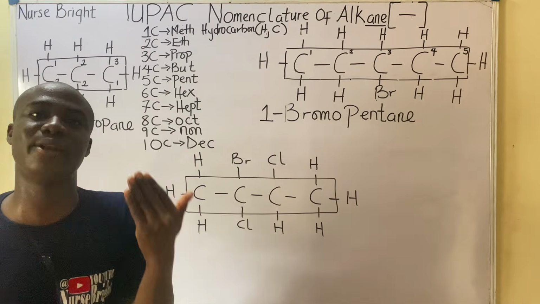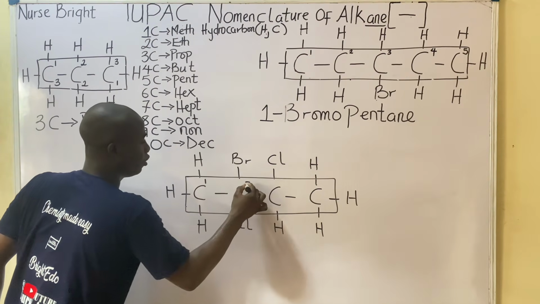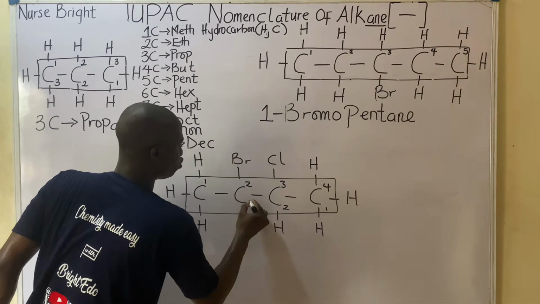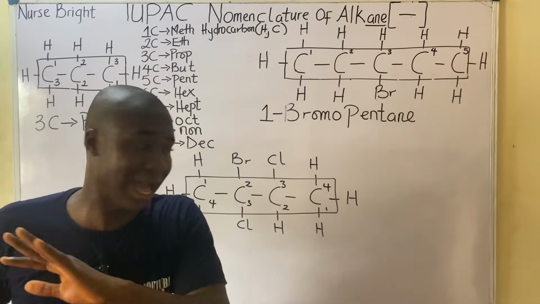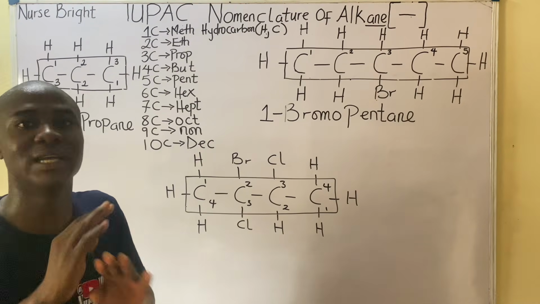Please, what did I say? Number forward and also number backward. So let's say number 1, number 2, number 3, number 4, number 1, number 2, number 3, and number 4. Now, which of the numbering are we to follow? That's the question we ask ourselves. Which of the numbering are we to follow to name this compound?